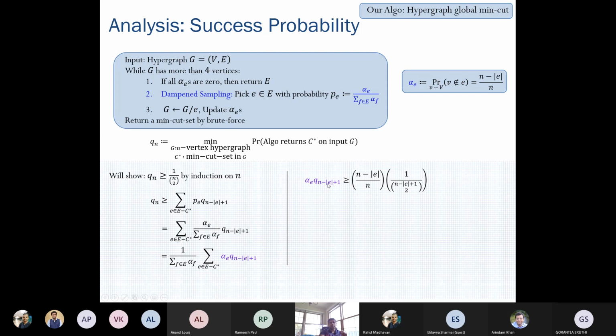So by induction hypothesis, Qn minus size of E plus 1 is at least 1 over n minus size of E plus 1, choose 2. Here is where we are using induction hypothesis. Now simplify this expression, you get 2 over n times n minus size of E plus 1. Now size of E is at least 2, which means n minus size of E plus 1 is at most n minus 1, which means this is at least 1 over n choose 2.